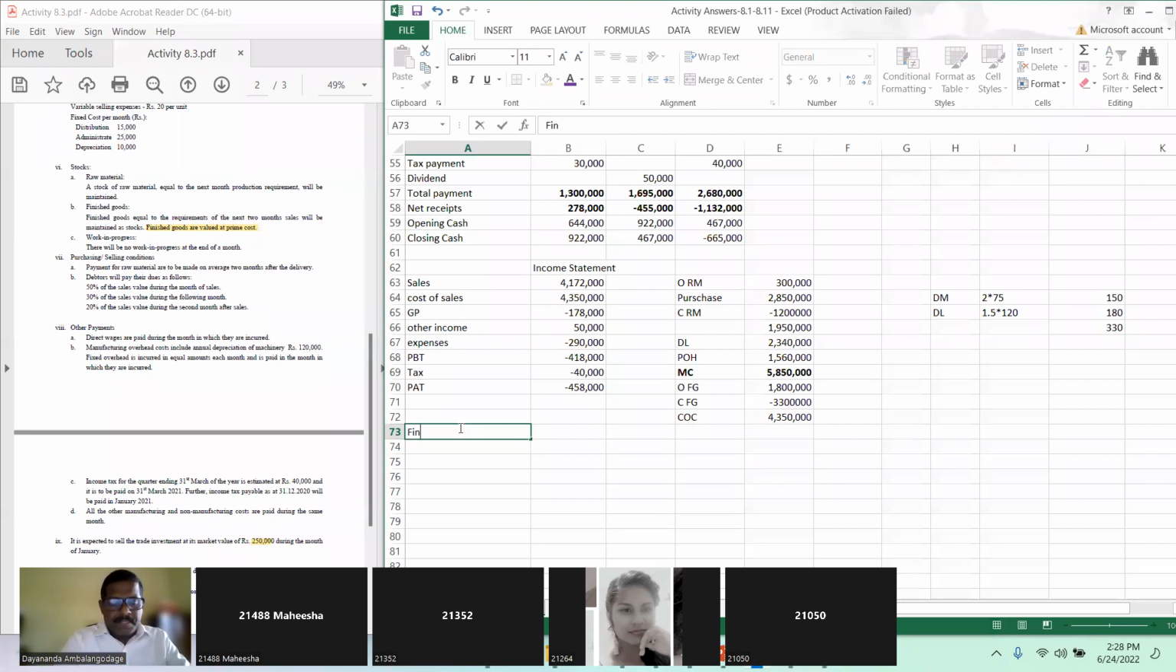Financial position. You prepare the financial position of the particular business as at 31st March 2021. So you have the non-current assets.